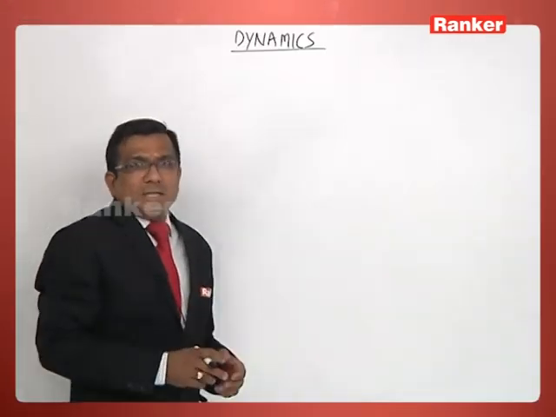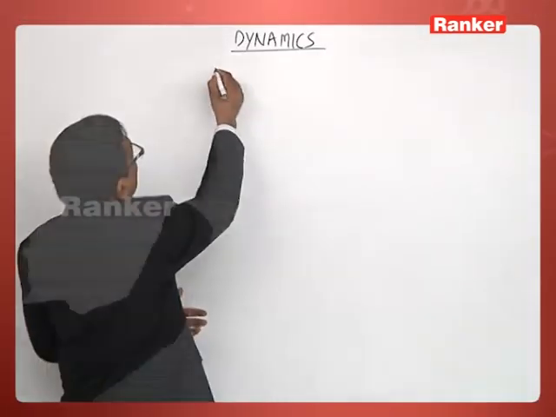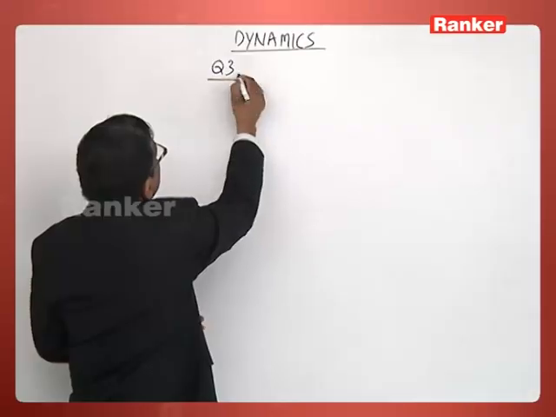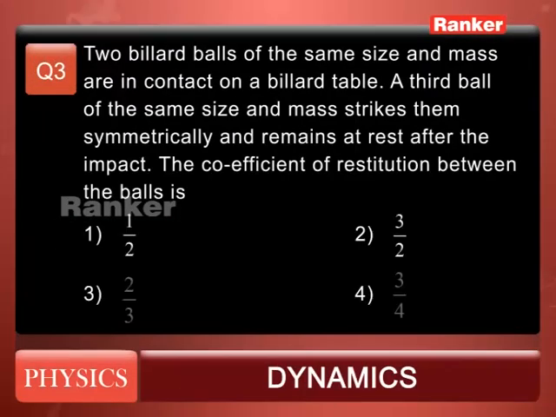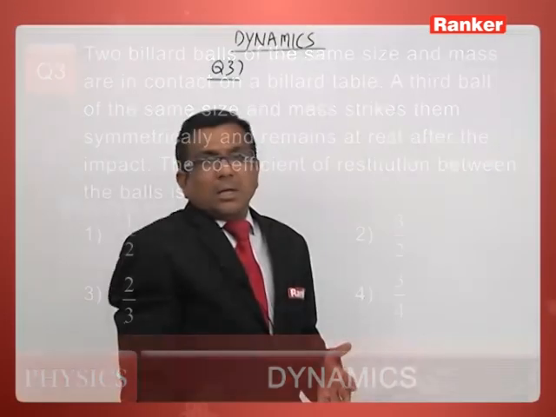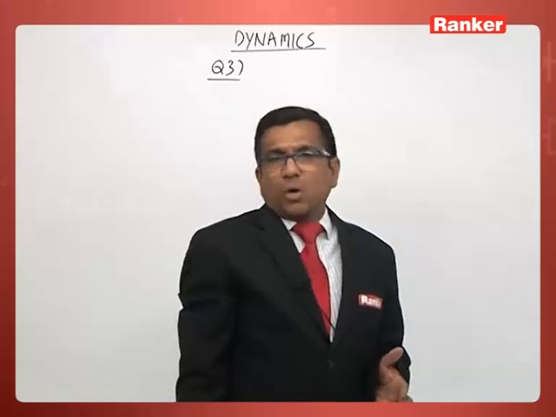Now let us see the next problem. Problem number 3, or question number 3. And what is that question? Two billiard balls of the same size and same mass are in contact on a billiard table. A third ball of the same size and mass strikes them symmetrically and remains at rest after impact. Then you have to calculate the coefficient of restitution between the balls. Let us see how to solve this problem.